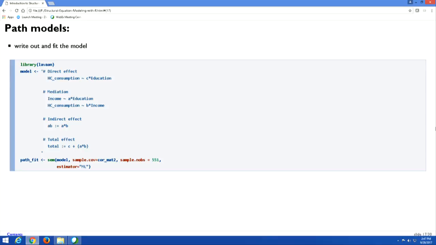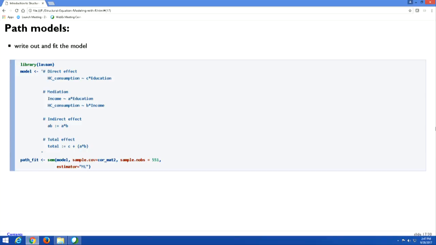Lavaan is one of those software packages that makes you write the model out in equation form. And when I do that, I try to label my syntax or my code so that other people can read it, so that it's more reproducible. So the first thing I do is I type library(lavaan). That just loads the package into R. It tells R, hey, I'm going to use this package now. You only have to do that once. You don't have to do it anytime you fit a model. And then I specify what my model is.